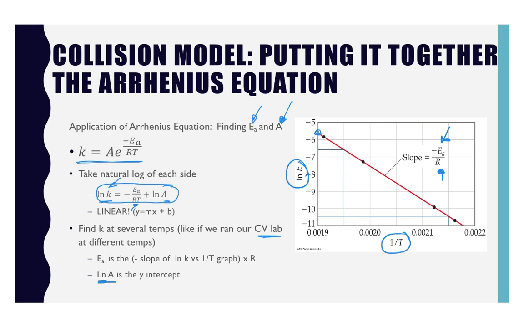Occasionally in test questions and other places, you will see a graph come up with this. So once again, it's super important to know that when you see a graph of the natural log of K versus 1 over T, what they're trying to get you to do is figure out the activation energy as well as A. That's it for collision model stuff.